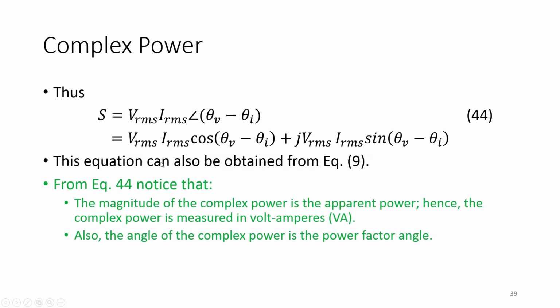From this equation, what we get is that the magnitude of the complex power is the apparent power. As we just mentioned, the magnitude is Vrms times Irms squared plus Vrms times Irms squared, whole under the root, and when we calculate it, it is equal to the apparent power. Due to this, the complex power is also measured in volt-amperes, and the angle of the complex power is nothing but the power factor angle.